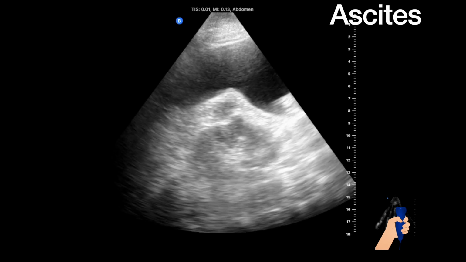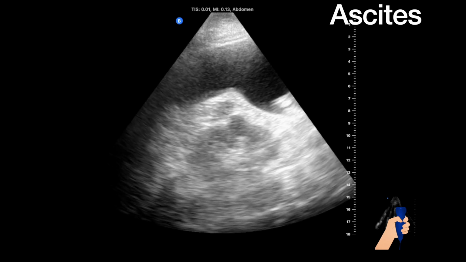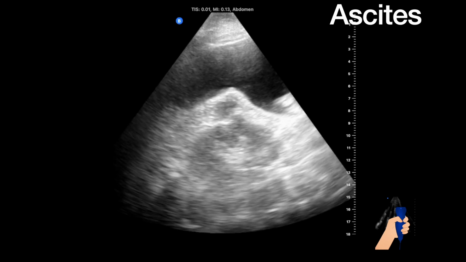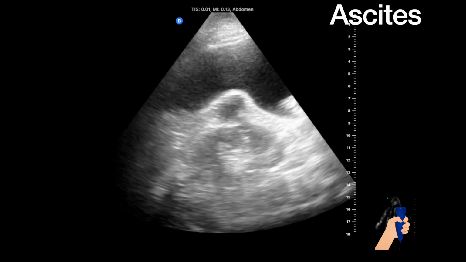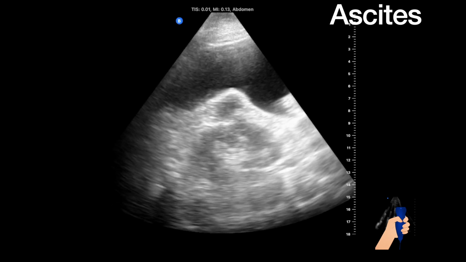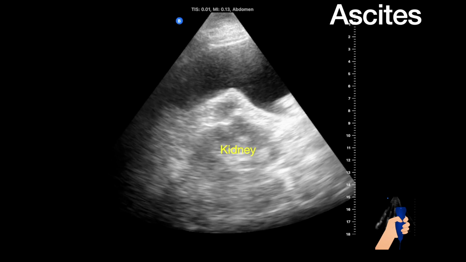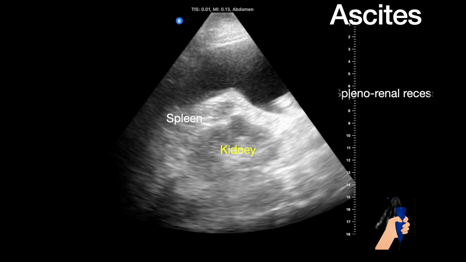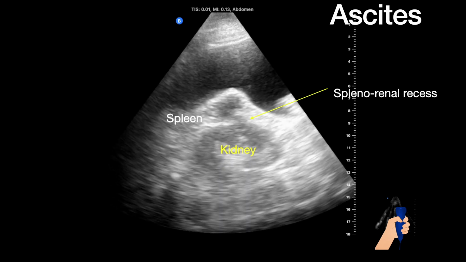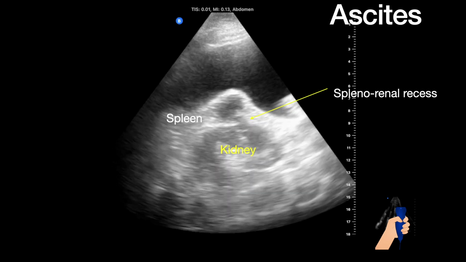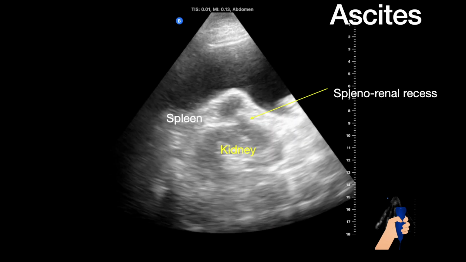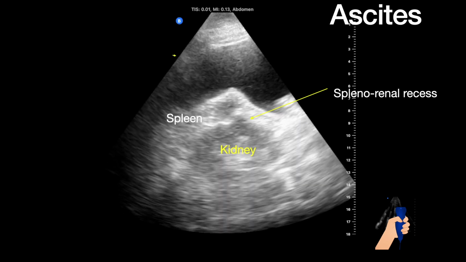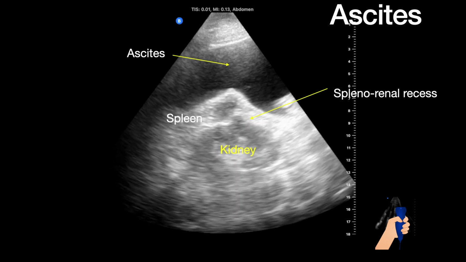This is another video that contains ascites of the left upper quadrant. The difference here is that there is no fluid in between the splenorenal space. The kidney is there. The spleen is abnormal. The splenorenal recess is closed. Usually, if you find fluid in the splenorenal recess, you need to think about spleen bleeding. And then there is ascites.